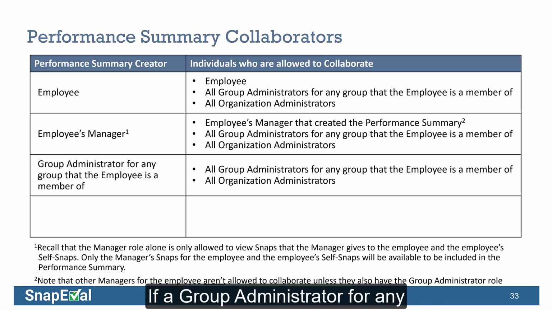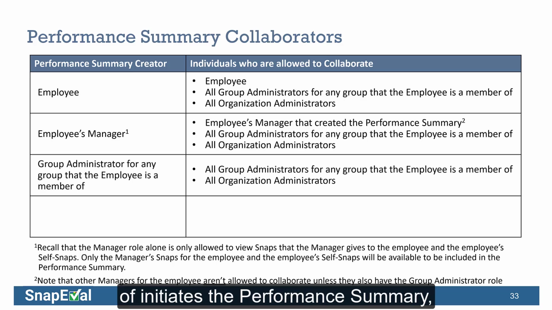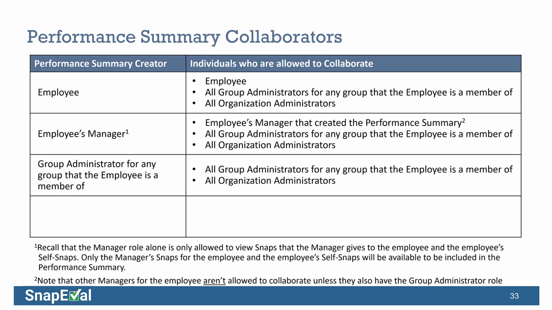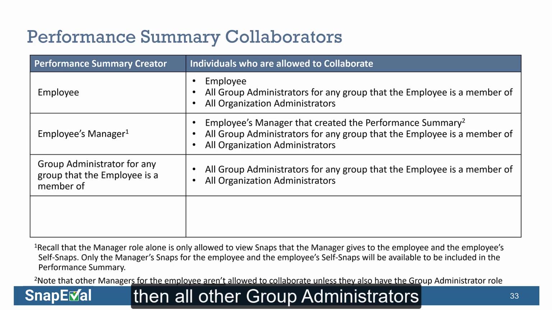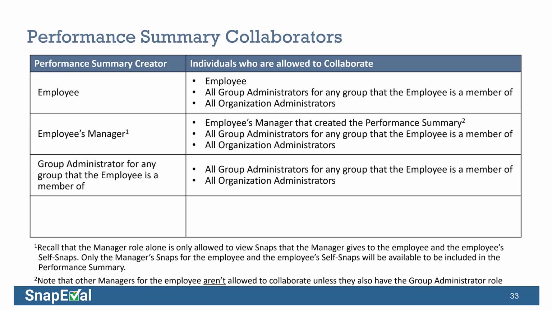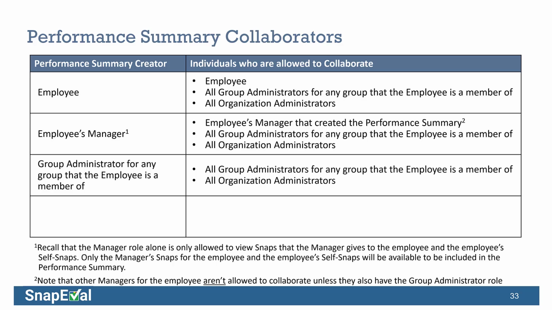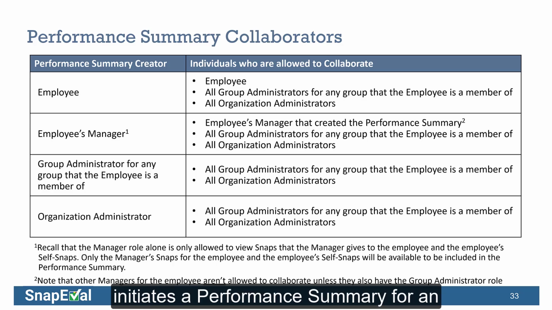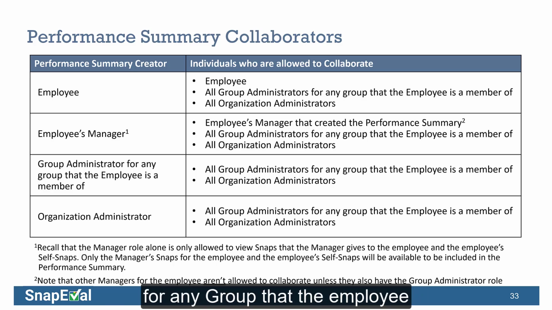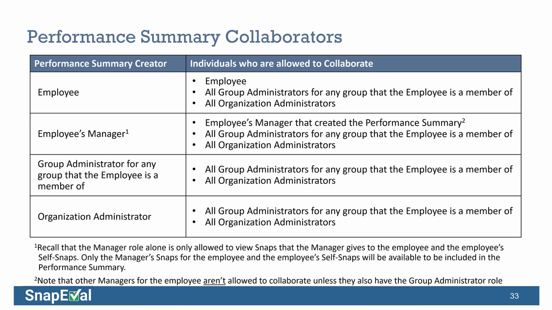If a group administrator for any group that the employee is a member of initiates the performance summary, then all other group administrators for any group that the employee is a member of can collaborate. All organization administrators are also allowed to collaborate. If an organization administrator initiates a performance summary for an employee, then all group administrators for any group that the employee is a member of can collaborate. Other organization administrators can also collaborate.